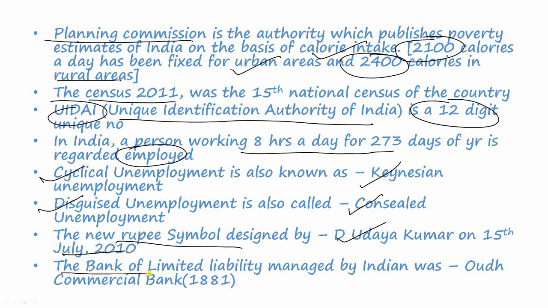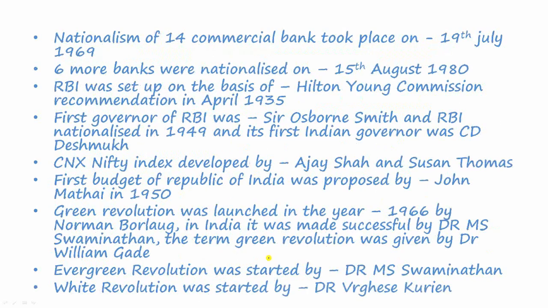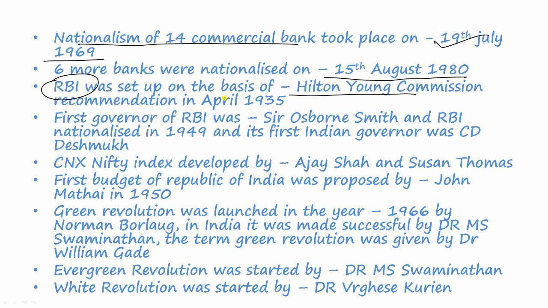The first bank of limited liability managed by an Indian was Oudh National Bank, established in 1881. Nationalization of 14 commercial banks took place on 19th of July 1969, and 6 more banks were nationalized on 15th of August 1980. RBI was set up on the basis of the Hilton Young Commission in the year 1935. The first governor of RBI was Sir Osborne Smith, and RBI was nationalized in 1949, and its first Indian governor was C.D. Deshmukh.